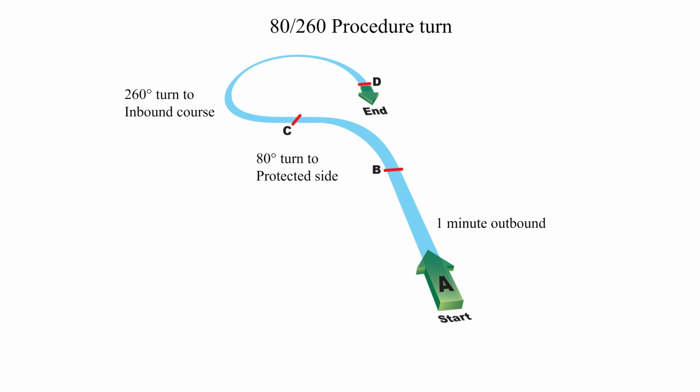In theory, if you use a standard rate turn, you should find yourself centering up on the inbound course when you finish this 260 degree turn. This method is quicker and works very well in a zero wind condition, but not so much when you have strong winds.